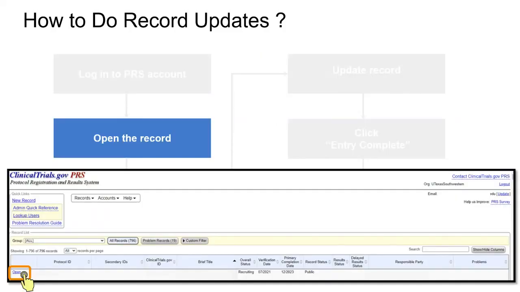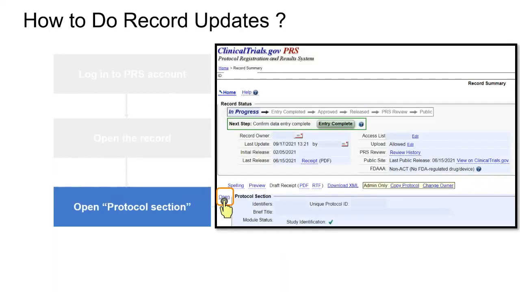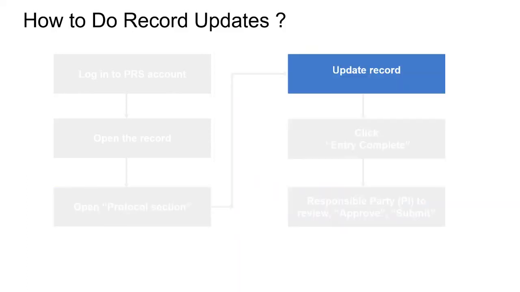Then the next step is to click on the open link on the left-hand side of your ct.gov page in order to open your record. Once you are on the record summary page, click on the open link on the left-hand side to go within the protocol section to do the record updates. The next step is to open each specific section that needs to be updated within the record. In the next few slides, I've tried to show some examples of these record updates.